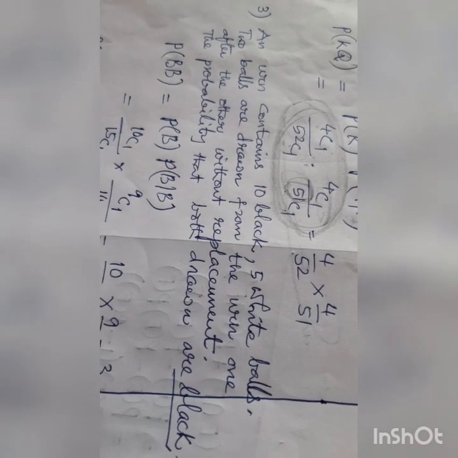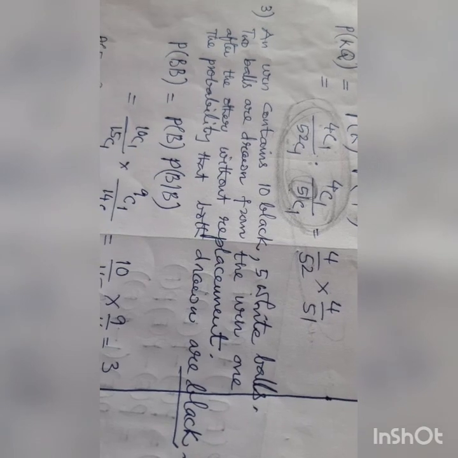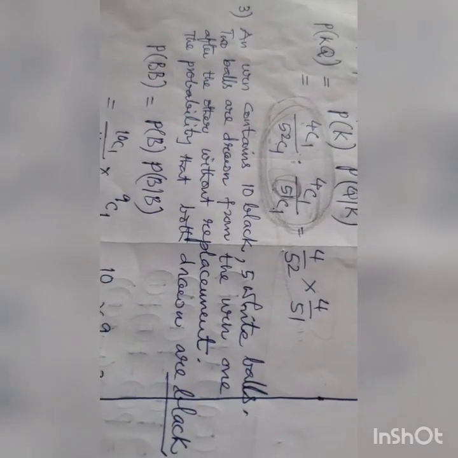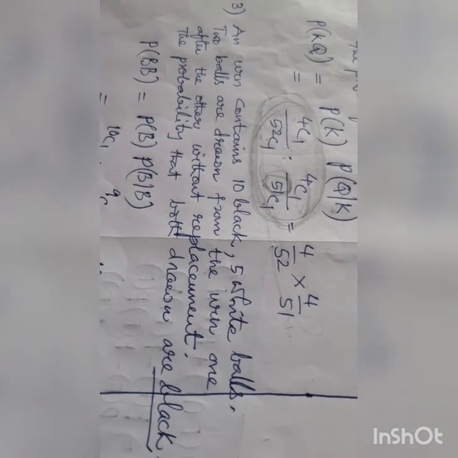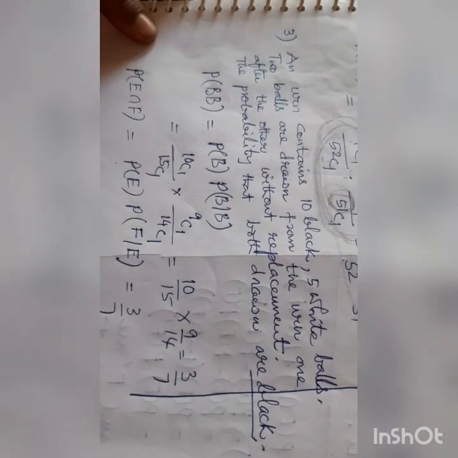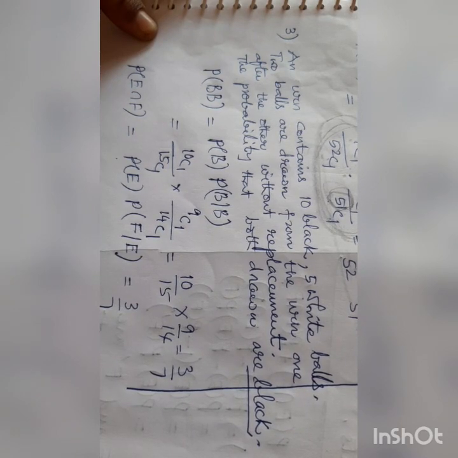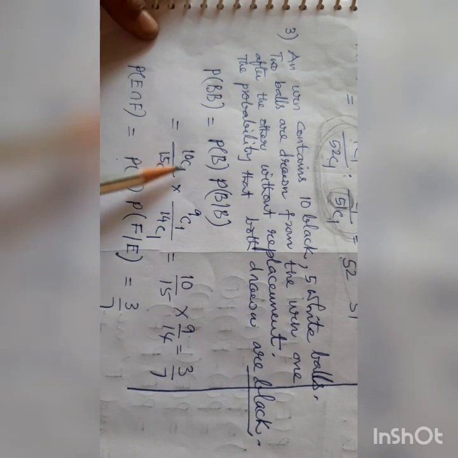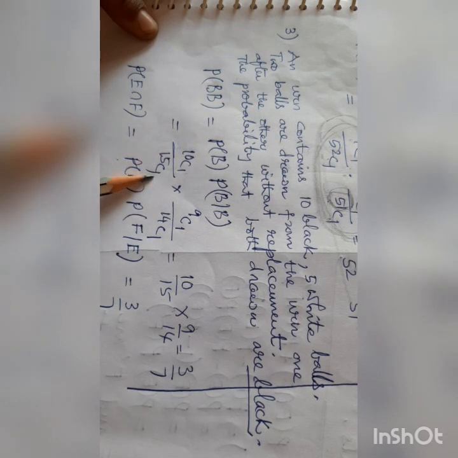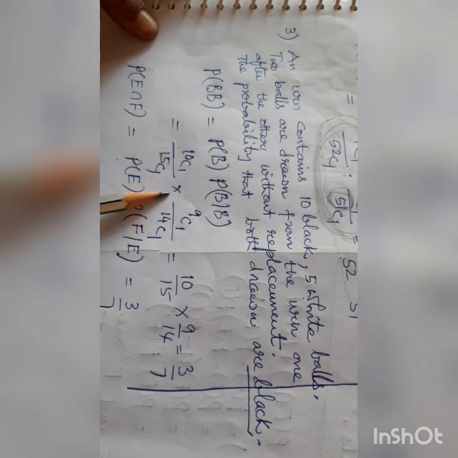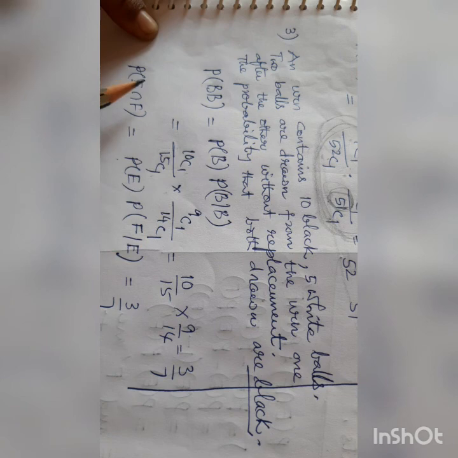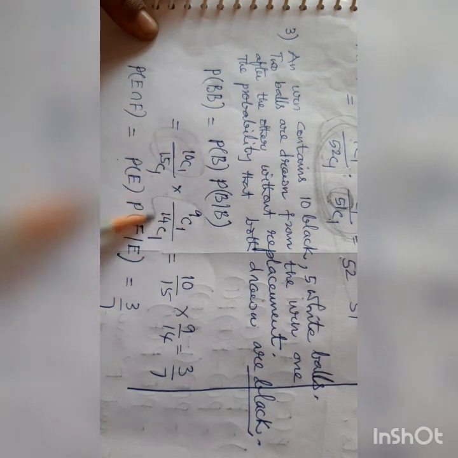2 balls are drawn from the urn, one after the other, or successively. Same model, without replacement. The probability that both drawn are black. It is very easy. For if both drawn are black, how many black? 10 black. How many white? 5 white. So both drawn are black means 10C1 by 15C1, into 1 black I have taken now. This is black now. Another black.